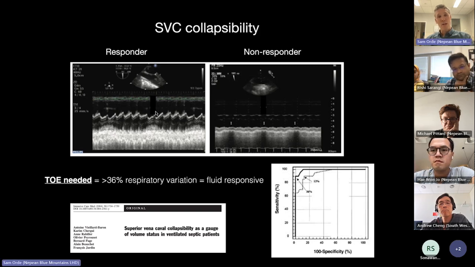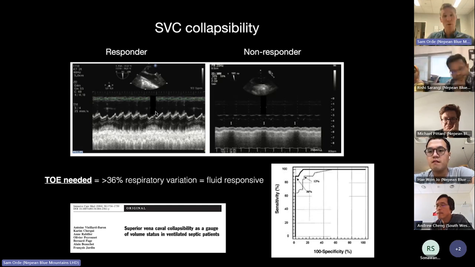The second thing that we can look at with respiration would be your SVC collapsibility. It was particularly looked at a long time ago, now 20 years ago, by Antoine Vieillard-Baron in his paper that we all know about, where he shows this incredible sensitivity and specificity if we look at the cutoff of 36% collapsibility.